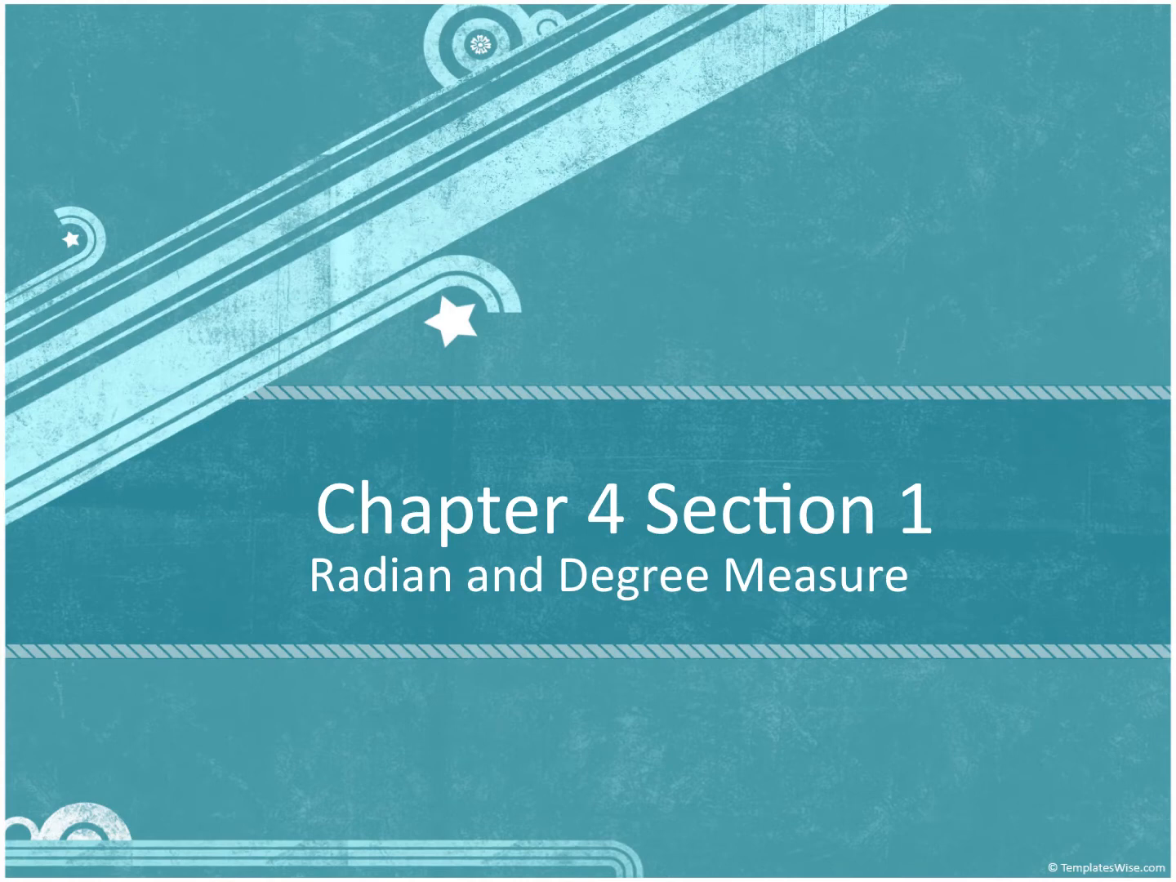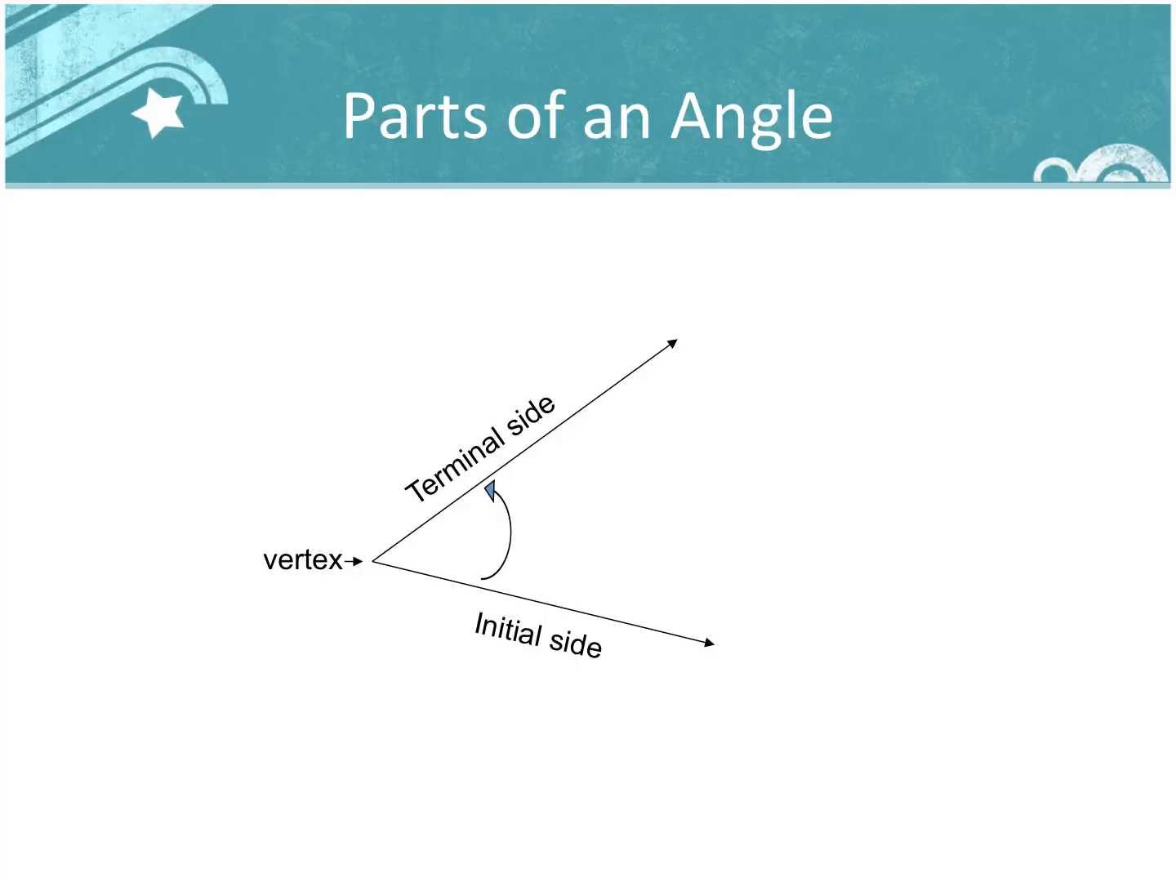All right, so we start with the foundations of radians and degree measure. We're going to learn about what a radian is and how to find things in radians, and then we switch and start to do it with degrees. So we start with the parts of an angle. This is just some vocab.